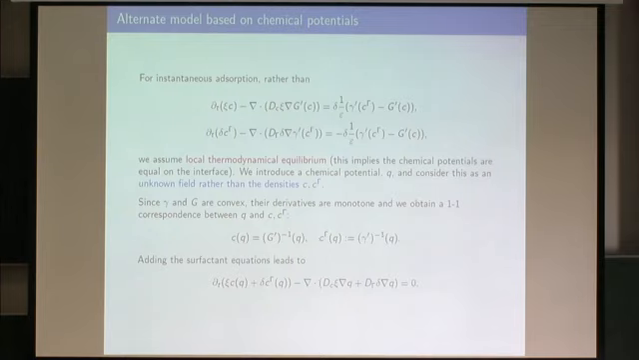We came up with another way of modeling instantaneous absorption. So rather than scaling alpha with epsilon, we first assume there's local thermodynamic equilibrium, so that all the chemical potentials are equal. We introduce a new chemical potential Q, which is defined on omega, and we use this as an unknown variable rather than the densities C and C gamma. Since we assume that the free energy densities are convex, the derivatives are monotone, and so we can define C as a function of Q like this, and C gamma as a function of Q like this. Using that, we plug those in and we add the equations together. The right hand side cancels, and we only get an equation in Q.